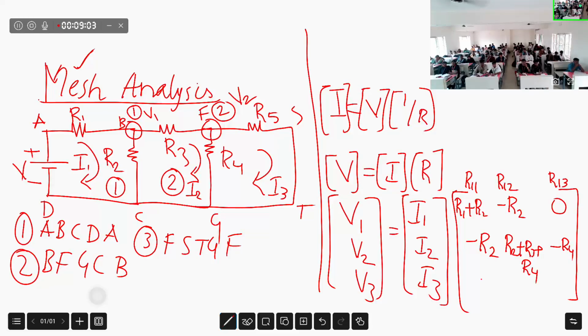1, 3 என்னவோ அதேதான் 3, 1. இங்க 3, 2, 2, 3 என்னவோ அதேதான் 3, 2. So 3, 3 என்ன வரும் சொல்லுங்க? So 3 ல கனெக்ட் ஆகிற எல்லா ரெசிஸ்டன்ஸோட அடிஷன் வேல்யூ. So R4 plus R5. So this is the procedure to form the matrix in case of my mesh analysis. புரியுதா? Shall we go to the problem? Yes, fine.